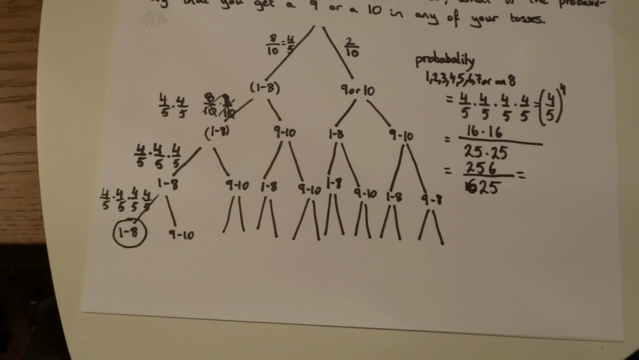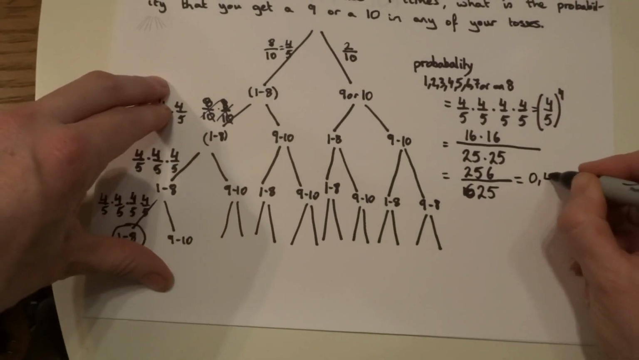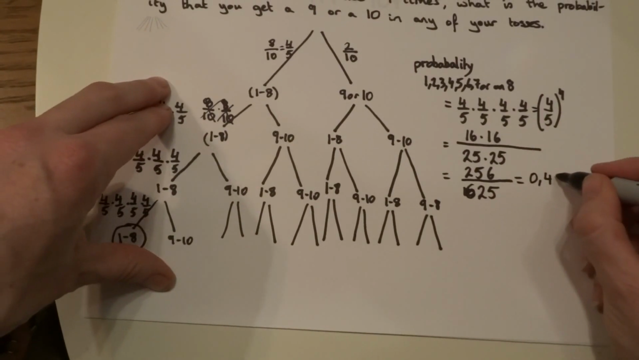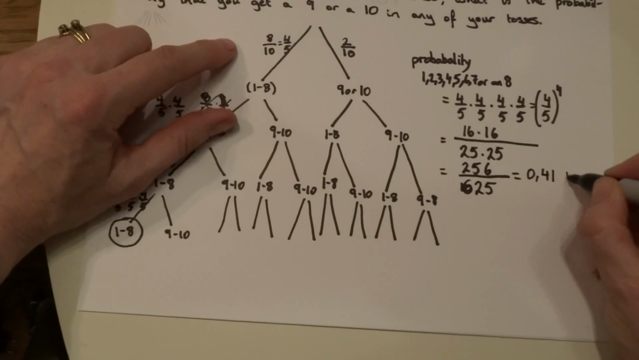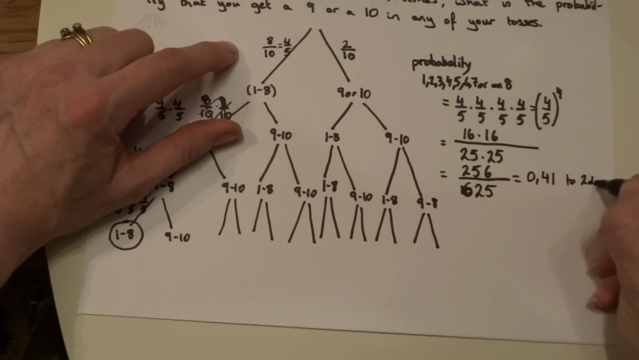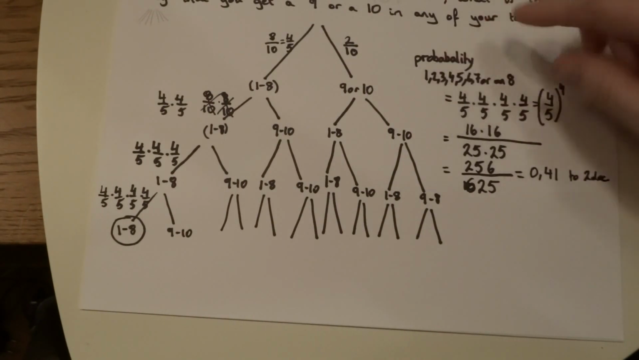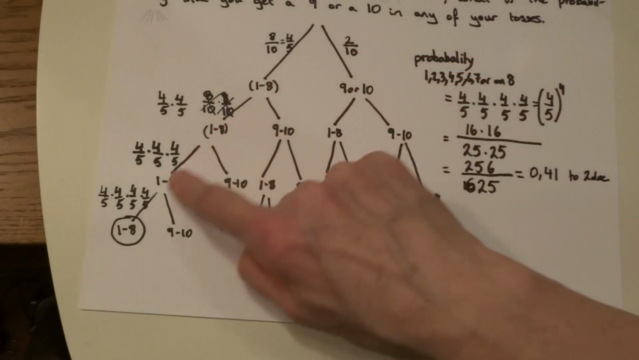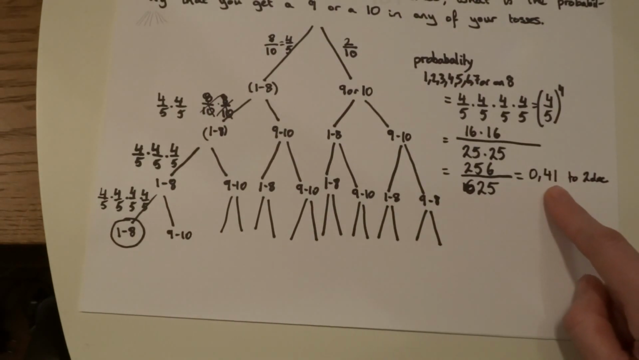So the probability of us getting a 1 to an 8 is 256 divided by 625, which gives us a probability of 0.41. And that is to 2 decimals. The actual probability is 0.4096. Okay, so now we know that the probability of always going down this route, and this is where we only have a 1 to an 8, is 0.41.